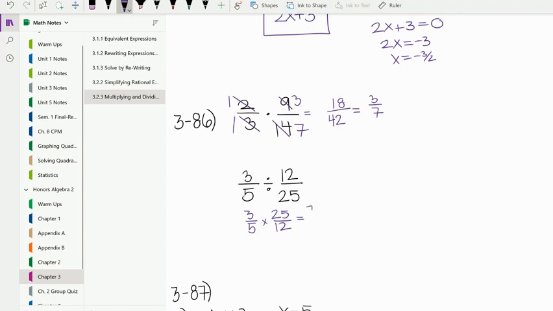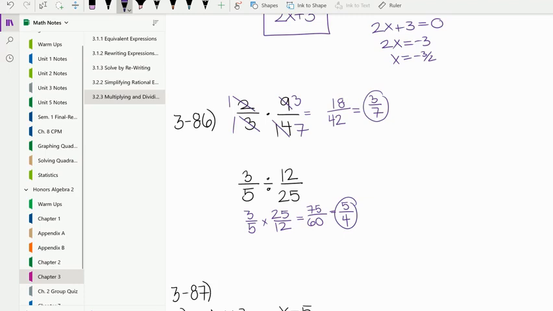So 3 times 25 is 75, and 5 times 12 is 60. And then we can divide both of those by 15, because that would be the greatest common factor. So this would be 5 and this would be 4. So our answers are here.